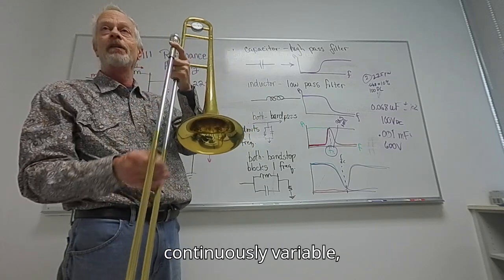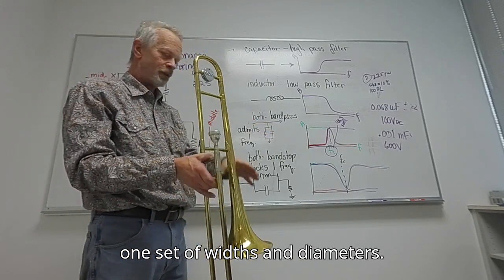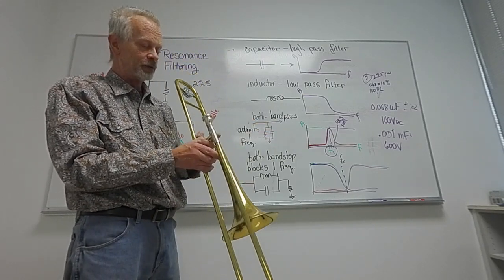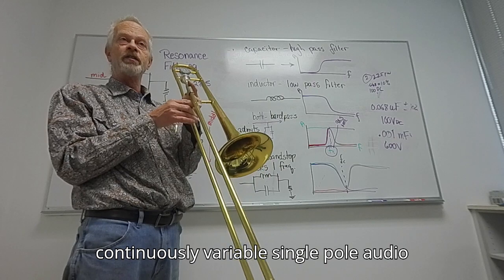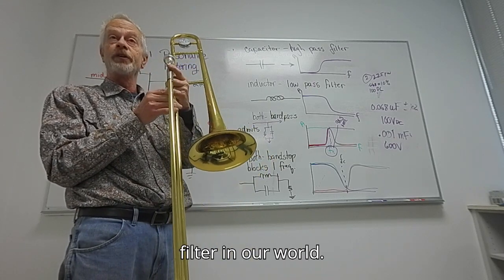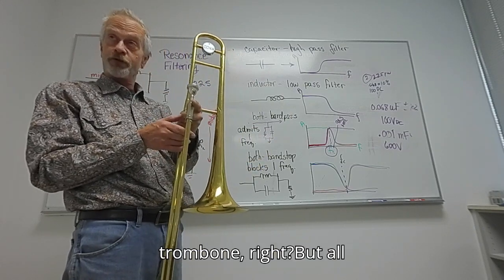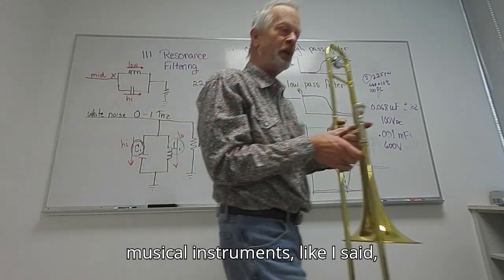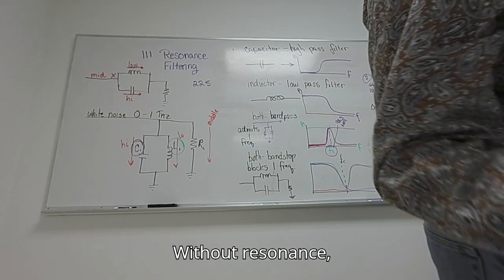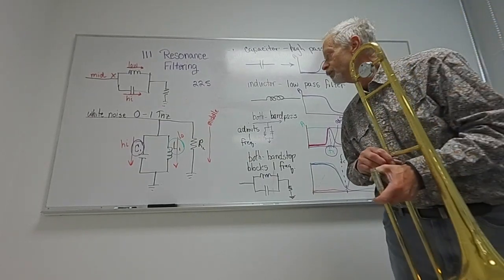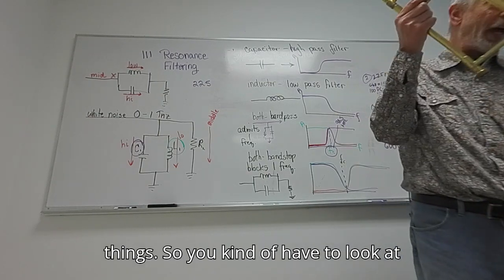So it's continuously variable, single pole, because it only has one set of widths and diameters, and then we refer to it as an audio filter. So it is a continuously variable single pole audio filter in our world. Outside of the classroom, it's a trombone, right? But all musical instruments, like I said, function as filters. Without resonance, we would not be able to have any of these things. So you kind of have to look at it for what it is.